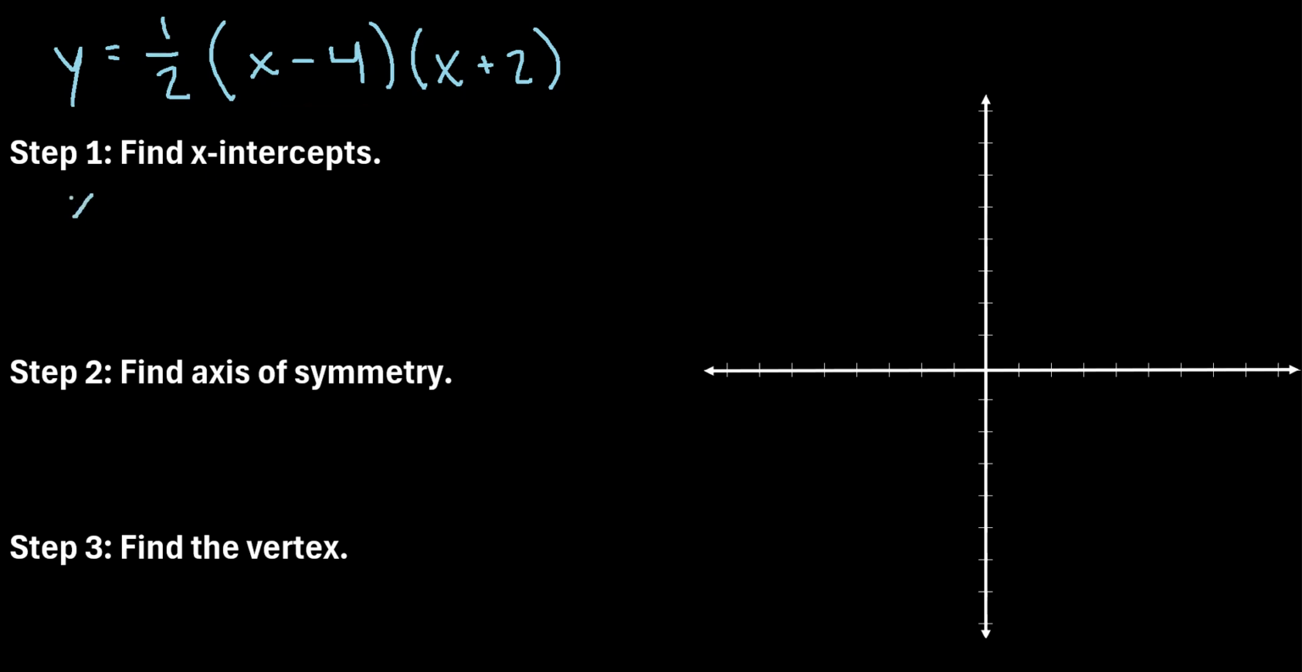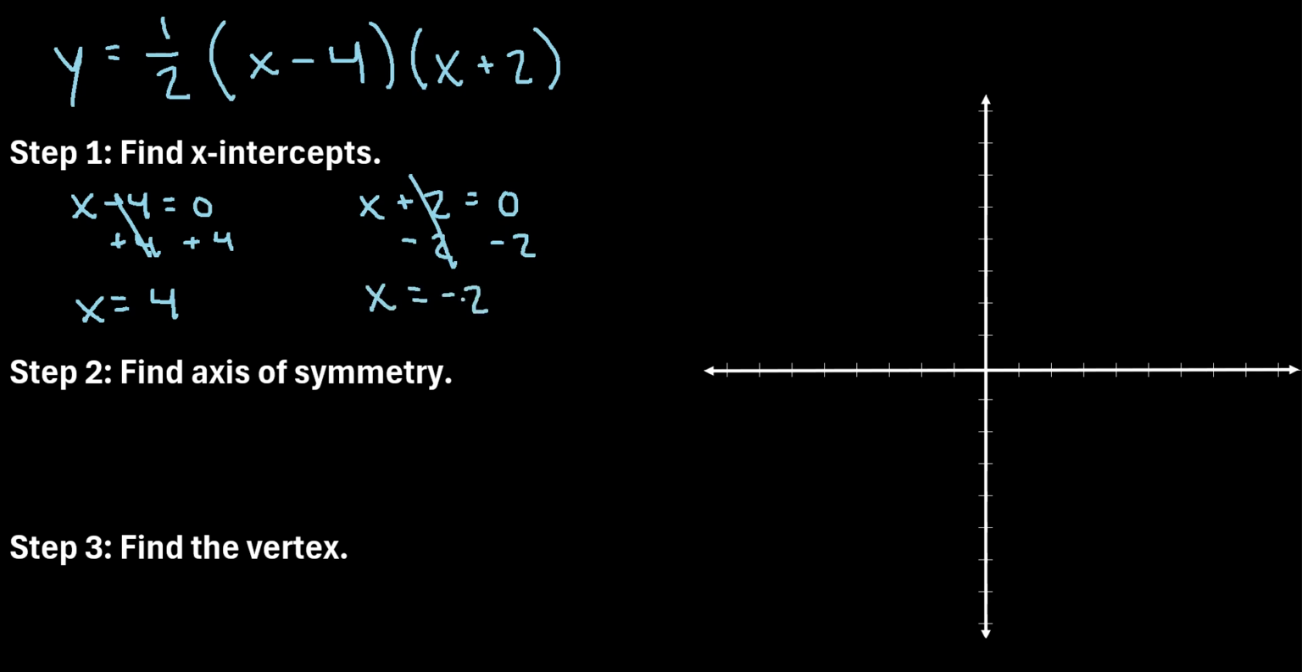So let's go ahead and do that. Let's say x minus 4 is equal to 0, and then x plus 2 is equal to 0. And let's solve for x. So for this one, if we add a 4 to each side, these 4's cancel out. We're left with x is equal to 4. So that's our first x-intercept. And for this one, if we subtract a 2 from each side, these 2's cancel out and we're left with x is equal to negative 2. So our two x-intercepts are where x is equal to 4 and x is equal to negative 2. If we wanted to, we could write them as coordinates like this. When x is 4, y is 0. And when x is negative 2, y is 0.